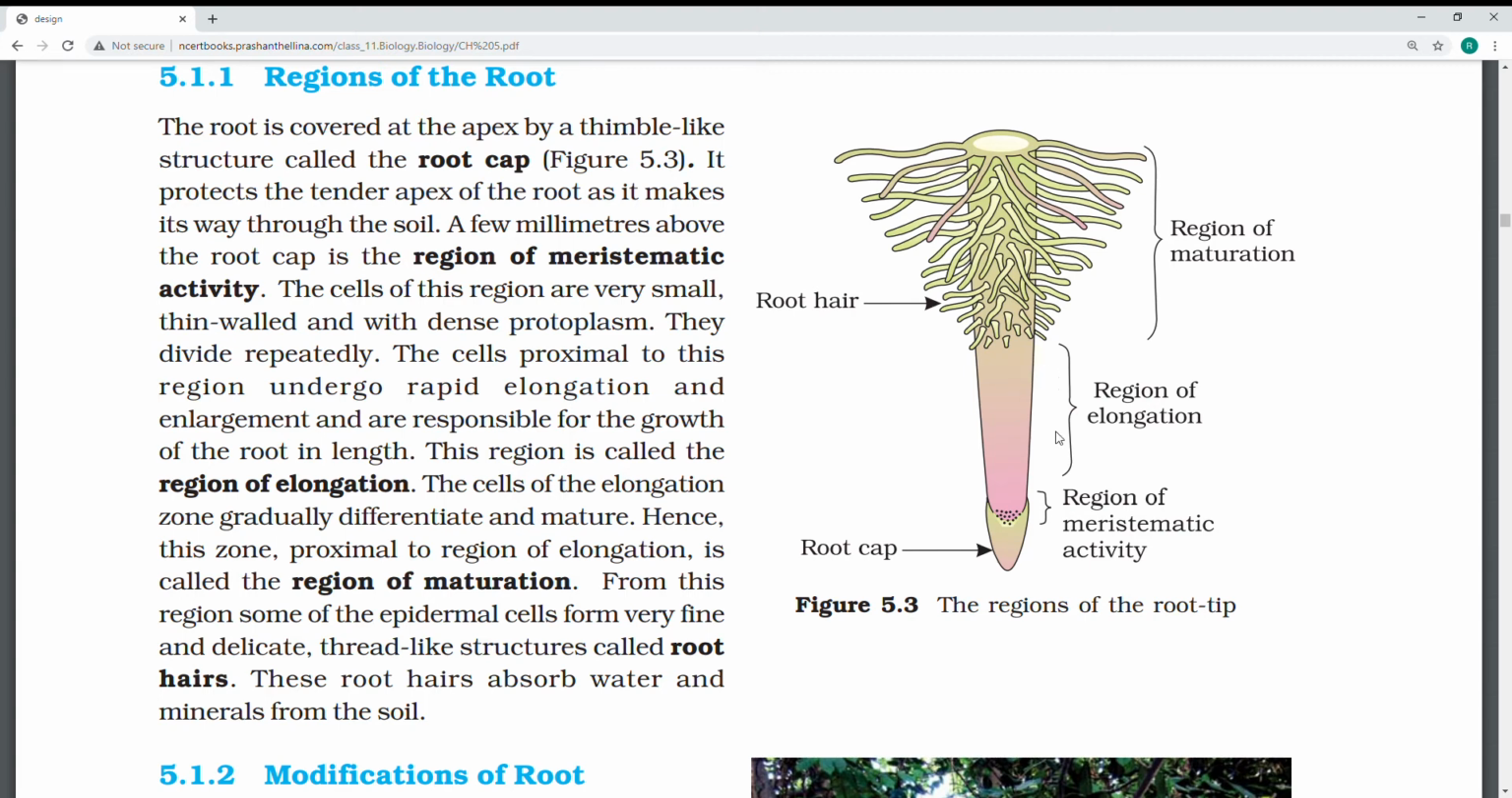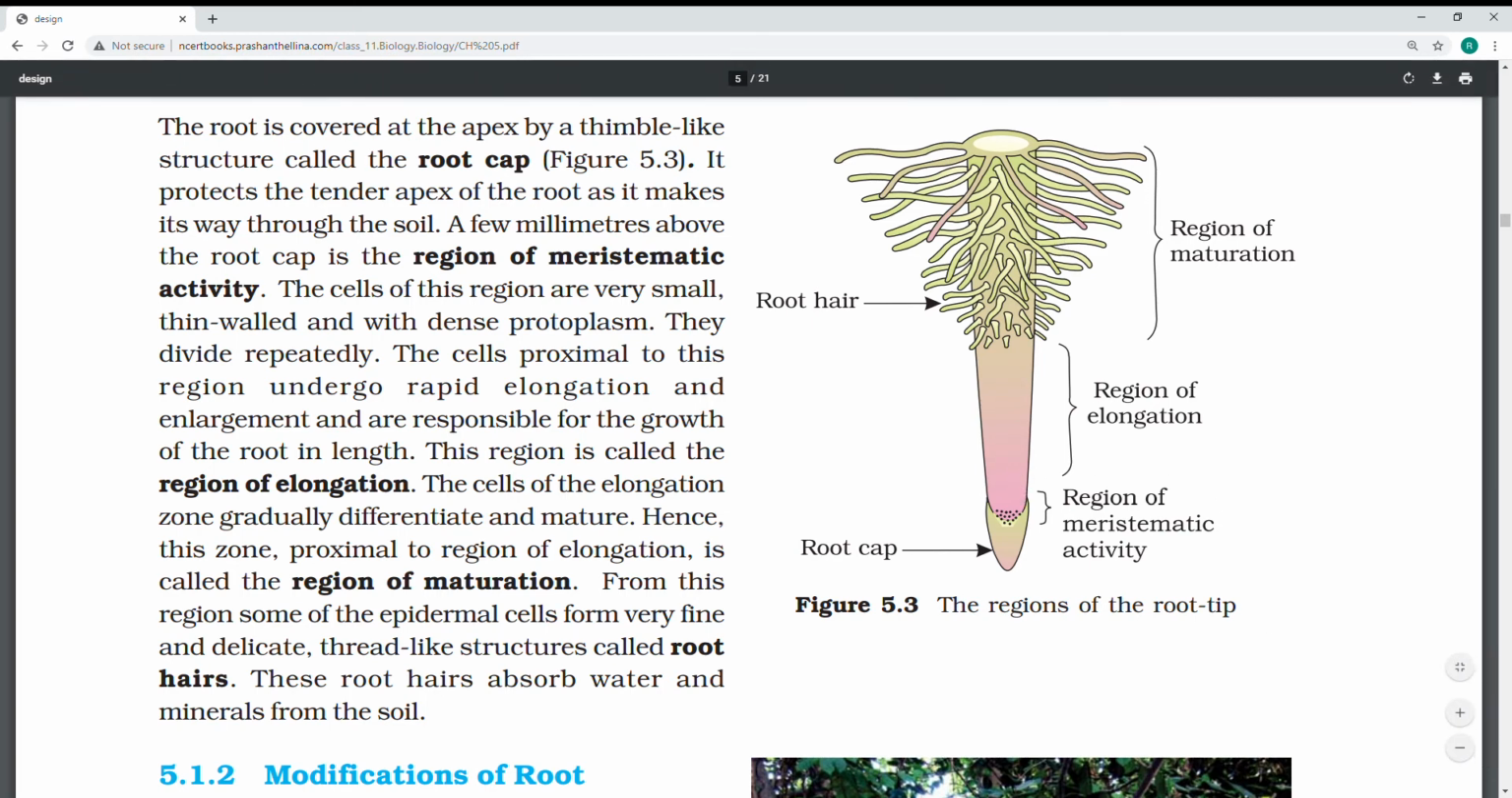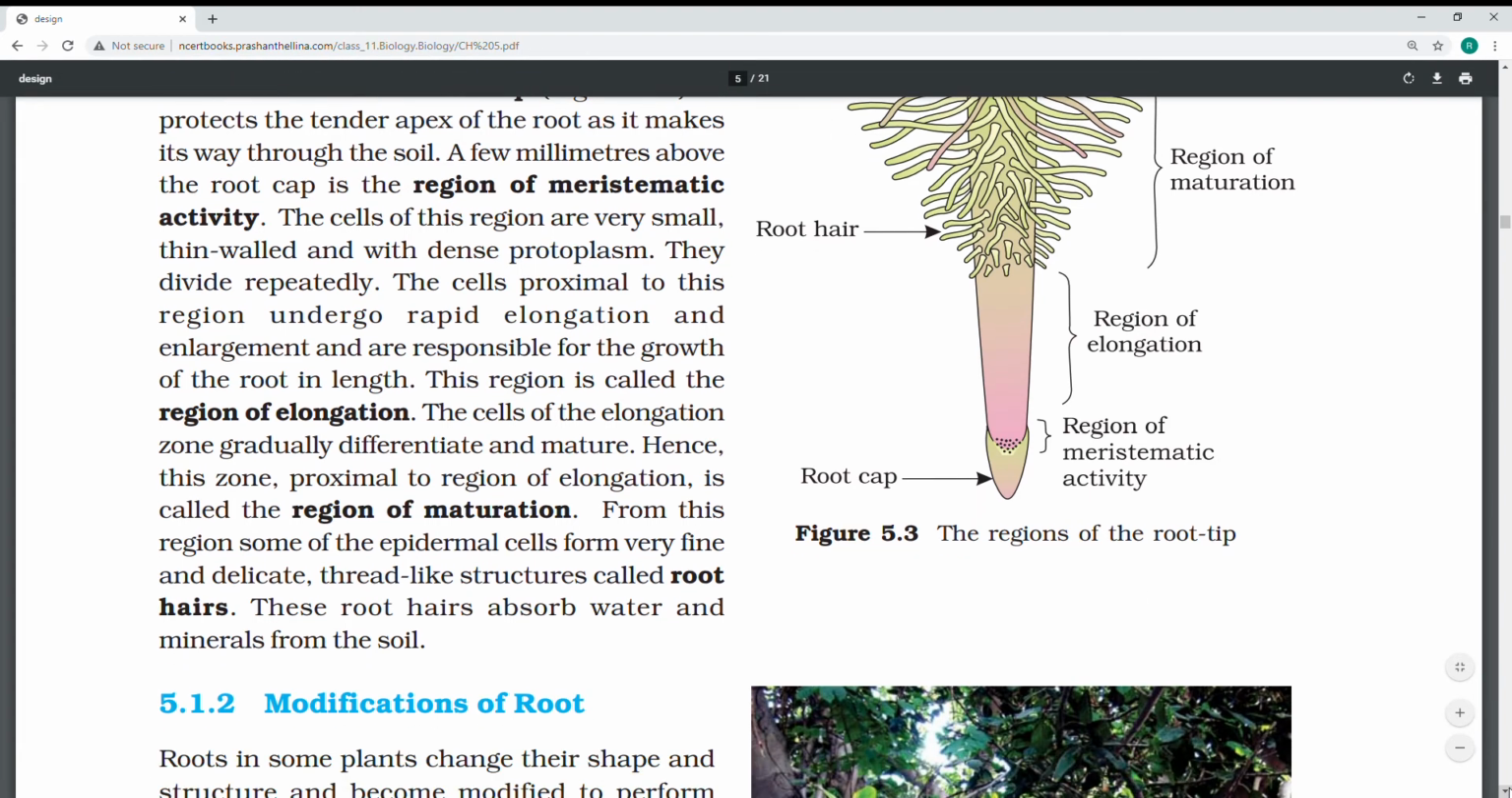It elongates, it grows, and then it becomes mature. That is the region of maturation. And the root hairs, these are the root hairs. Suppose they ask a question on the regions of the root, then you have to write these. You have to remember these side headings.